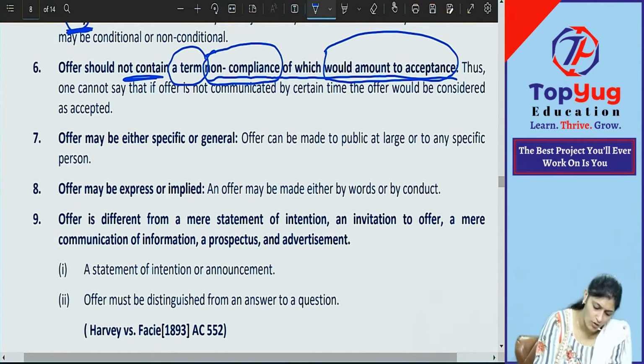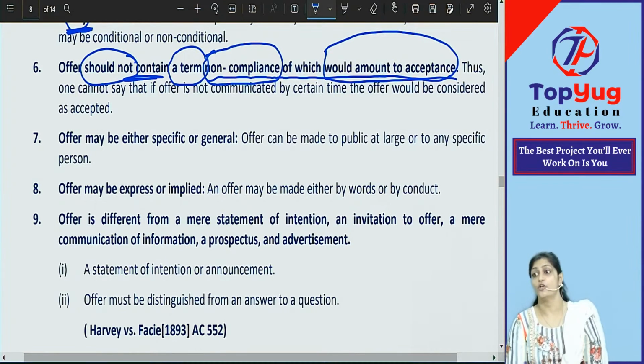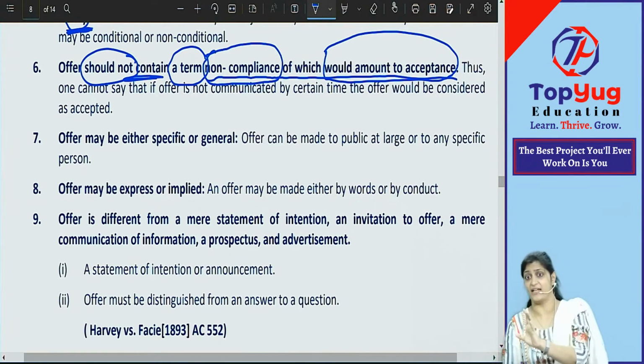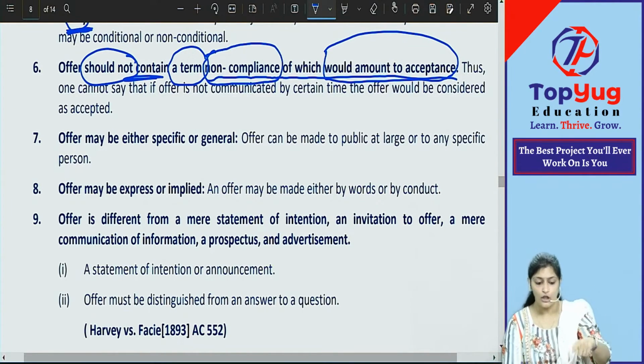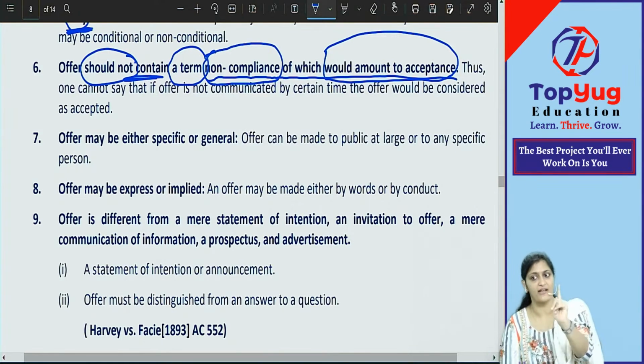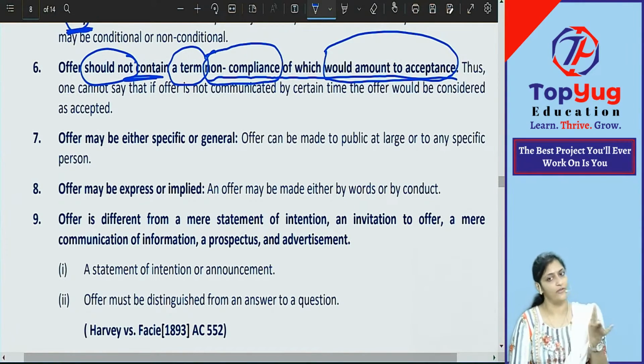Law is saying that your offer should not have any term, non-compliance of which would amount to acceptance. Why? Because law says non-compliance would generally amount to rejection and not acceptance. Therefore, your offer is a wrong offer, without any sense, without any logic. Therefore, that offer is not a valid offer. Clear?